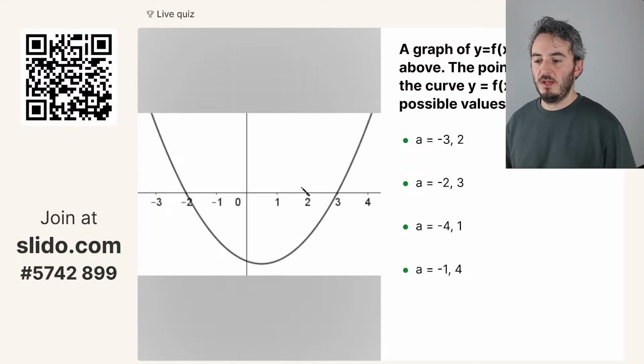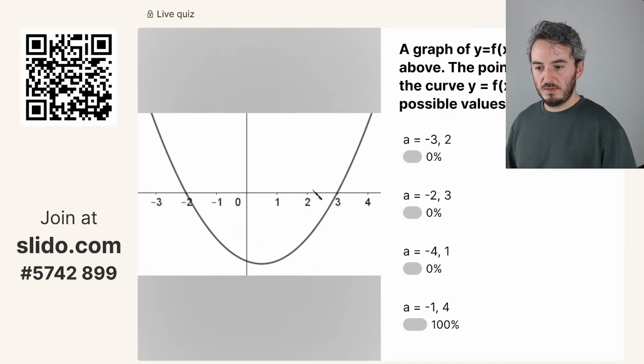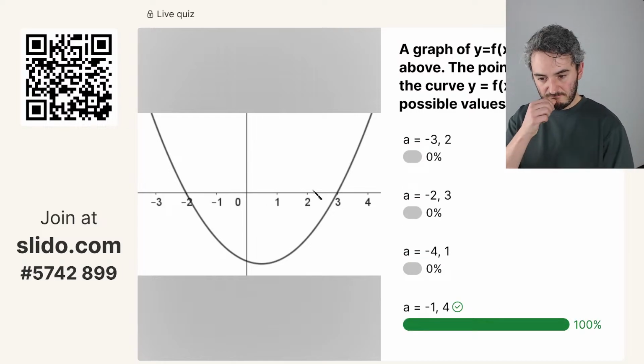So for this one, we're thinking, by how much does it need to shift in order to put the point 2, 0 on it? So I'm seeing it's got to shift either 1 unit to the left or 4 units to the right. So that gives us this one. Well done.